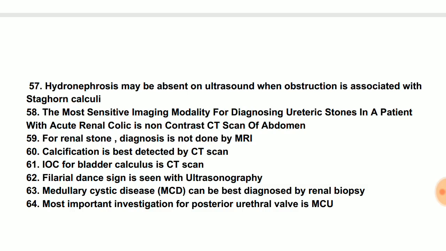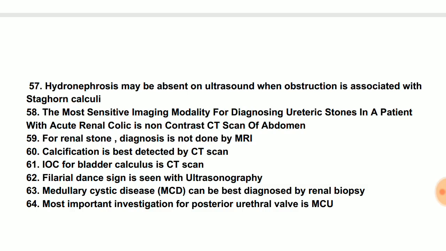Filarial dance sign is seen in ultrasound. Medullary cystic disease can be best diagnosed by renal biopsy. Most important investigation for posterior urethral valve is micturating cystourethrogram.